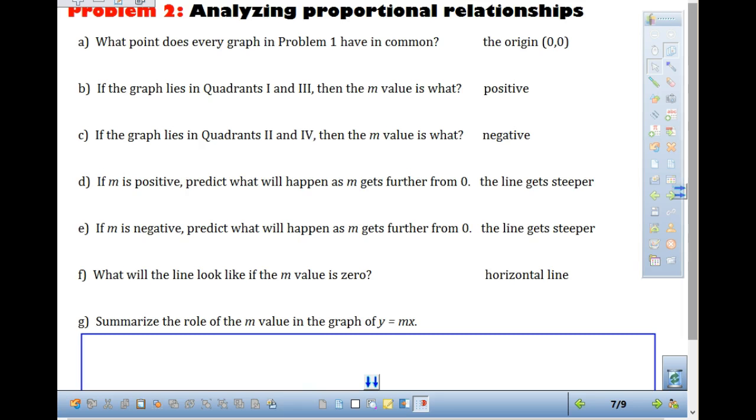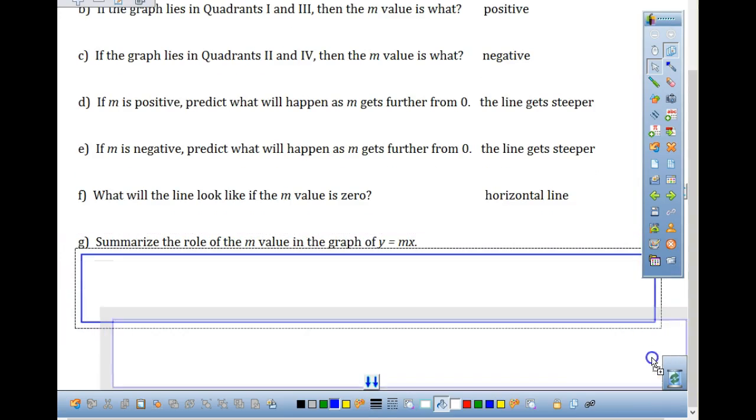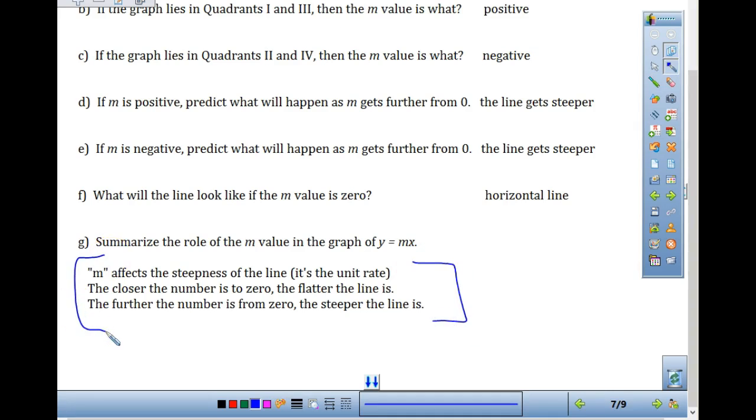All right, so the last part, to summarize the value of m, what does it do? This is what I would like for you to write down. The m affects the unit rate. The closer that number is to 0, the flatter our line will be. And the farther the number is from 0, the steeper the line is.